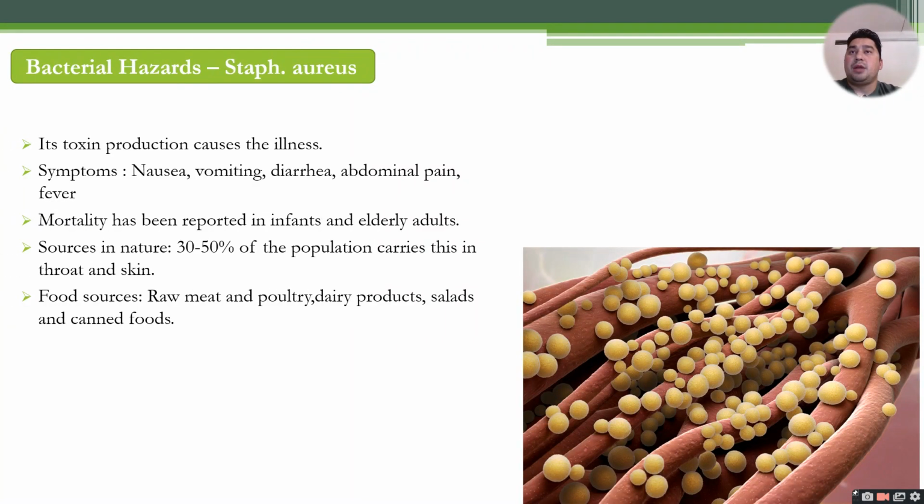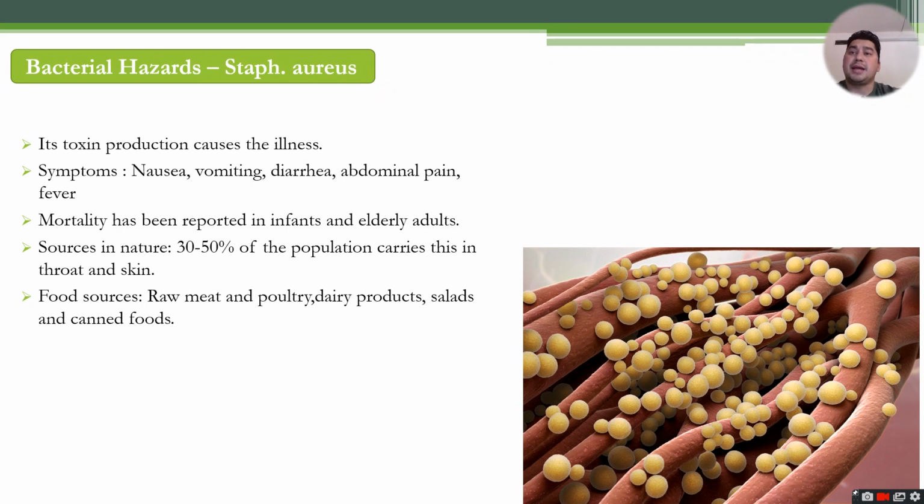Now, after that, we have Staphylococcus. Its toxin production causes illness symptoms like nausea, vomiting, diarrhea, abdominal pain, and fever. Mortality has been reported in infants and elderly adults, old people. Sources in nature: 30 to 50% of the population carries it, in the throat and skin. Staphylococcus aureus is a bacteria that we normally get in our throat and skin.